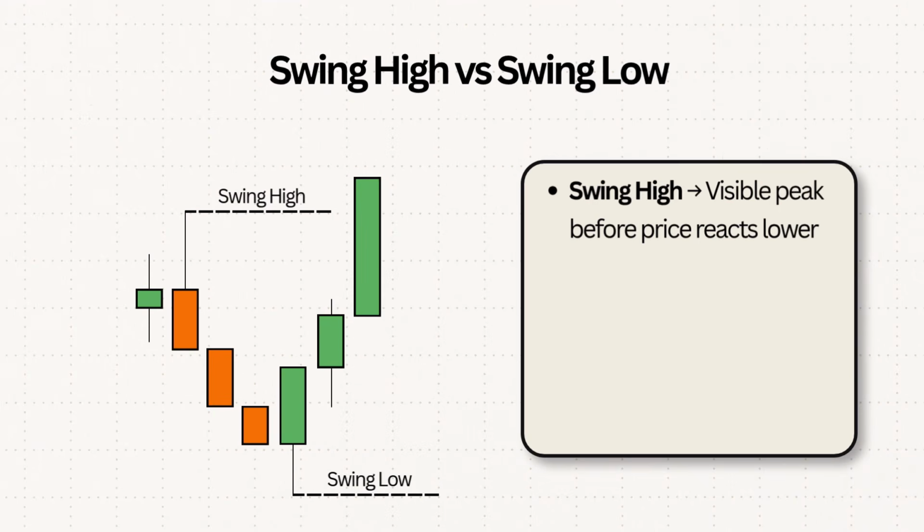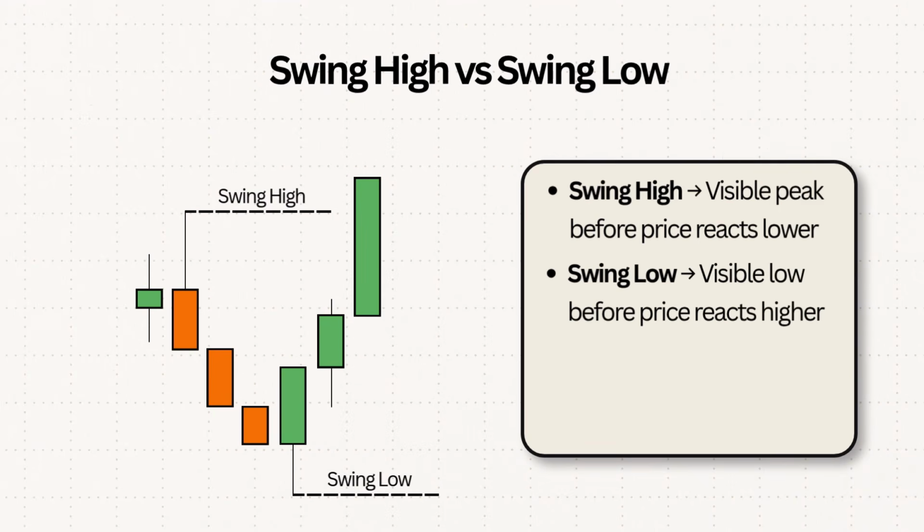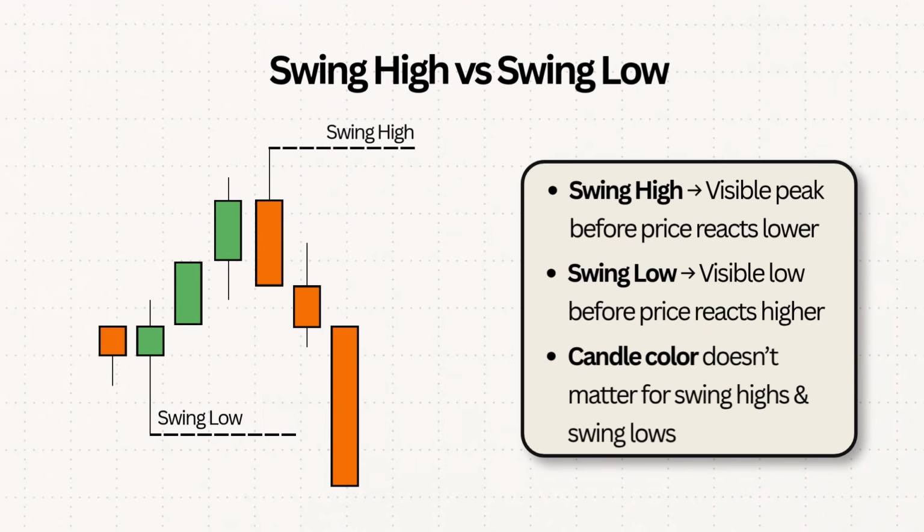And a swing low is simply the opposite. A candle whose wick sticks out below the neighboring candles around it, creating a visible low point before price starts reacting upward and forming a bullish leg afterward. Now, the color of the candle itself doesn't really matter. A swing high or swing low can form on either a bullish or bearish candle.